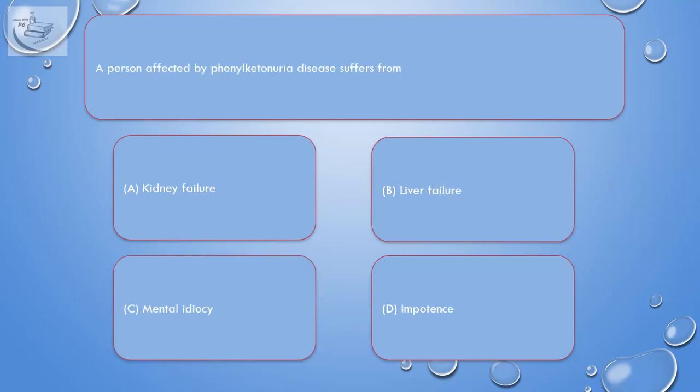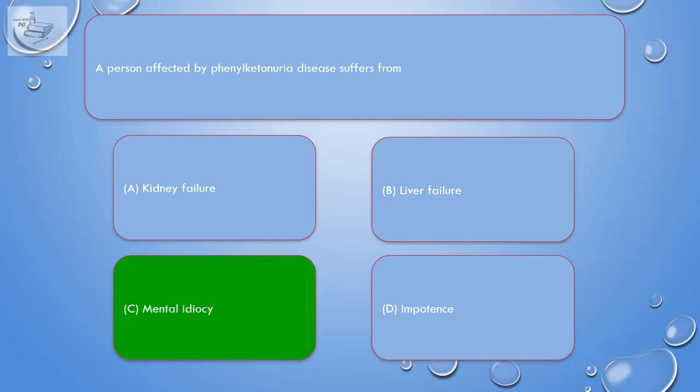Question: A person affected by phenylketonuria disease suffers from A. Kidney failure, B. Liver failure, C. Mental idiocy, D. Impotence. Correct answer is C. Mental idiocy.